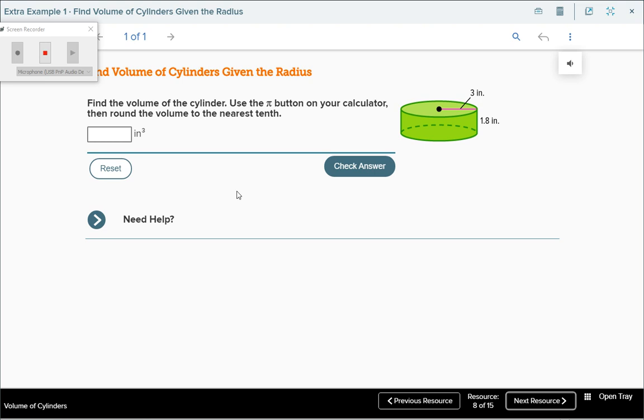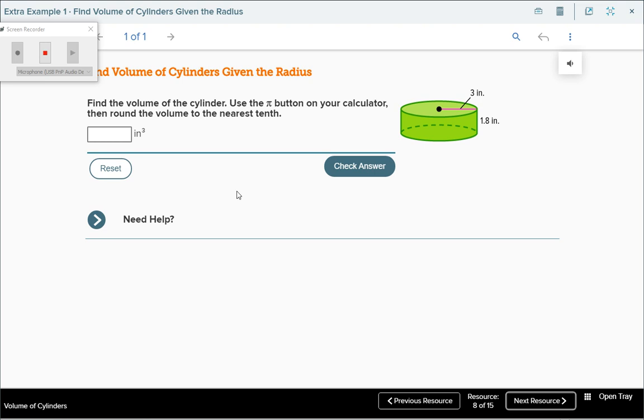What are we going to replace the r with? 3. What's 3 squared? Don't say 6. 9. So V equals 3.14 times 9 times 1.8. And about what do we get? About 50.86 inches cubed. You can probably round to the nearest tenth. So instead of 50.86, that would be about what? 50.9. If it was the hundredth, yes, but it's the nearest tenth. Are we good on that?